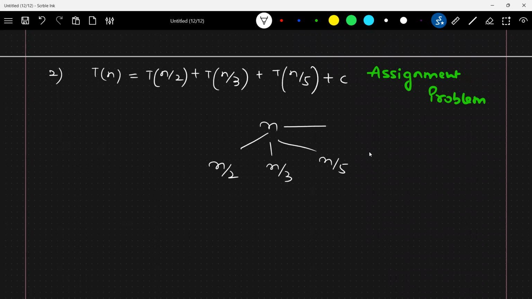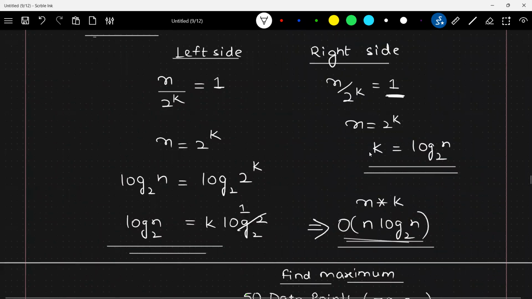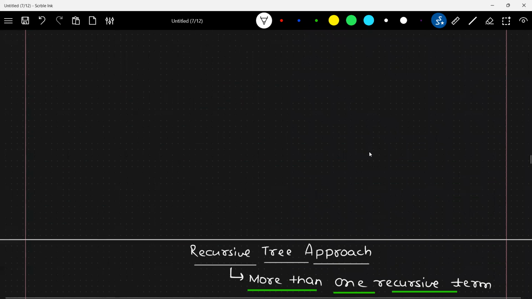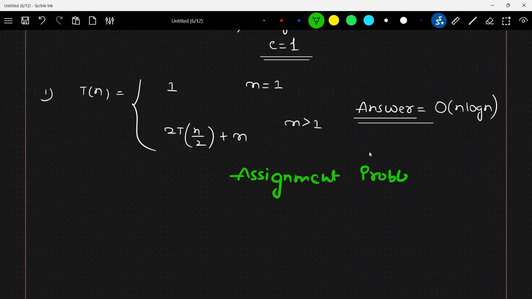The cost requirement will be equal to C. In the next level, it will obviously be C when you split into 3 parts further, and you will get a total of 3C here. Do this, solve this question. Apart from that, what question did I give you? Yeah, this is also an assignment problem. Practice at home. Let me give you a few more problems.